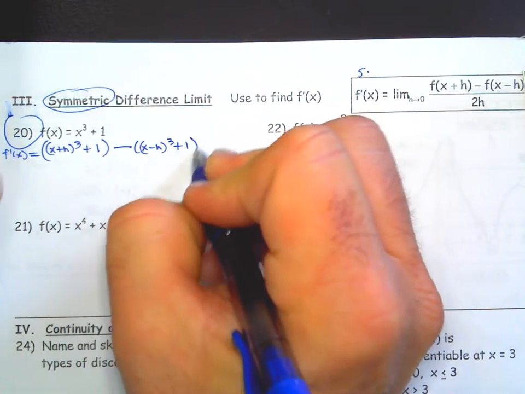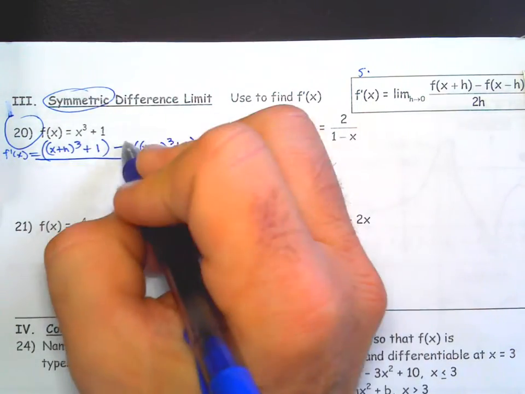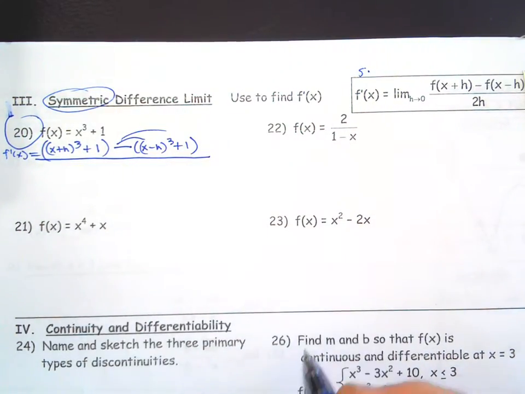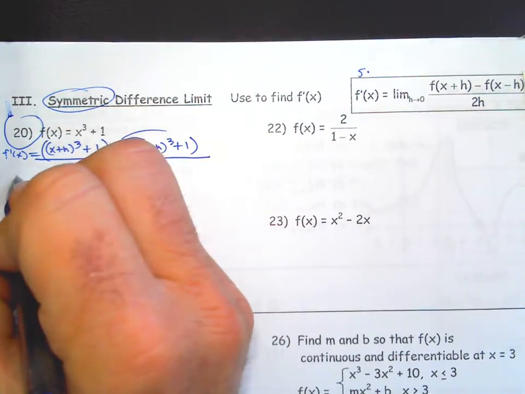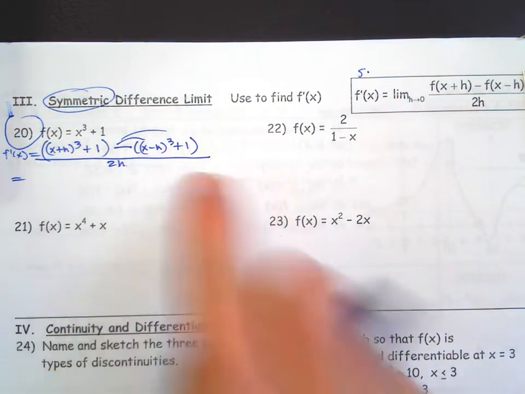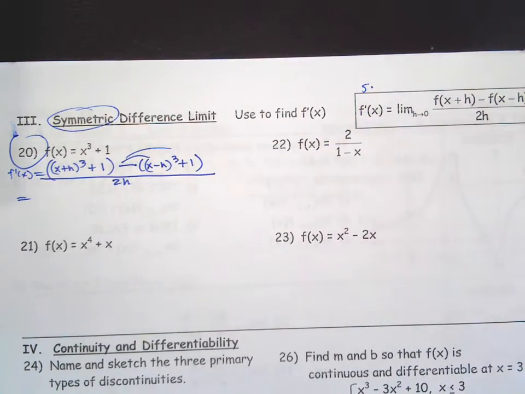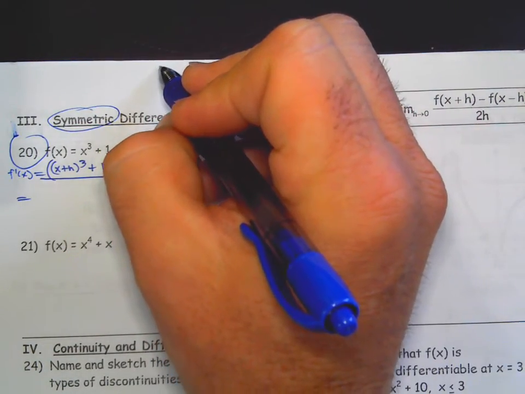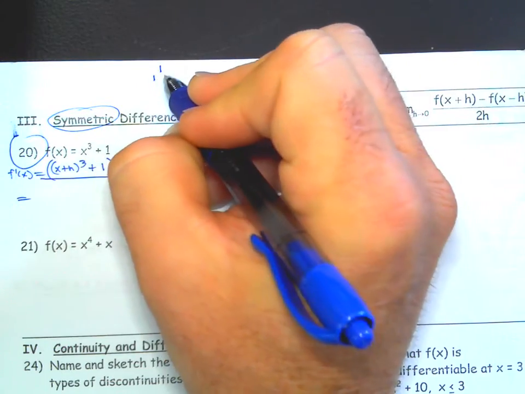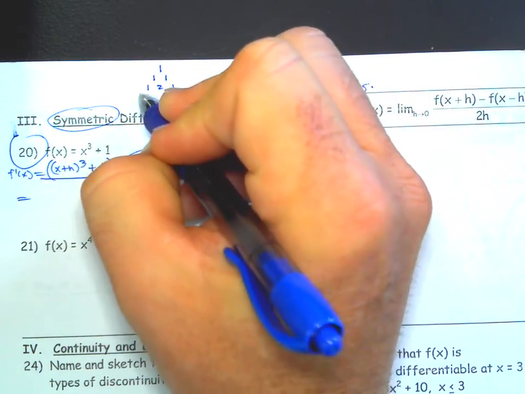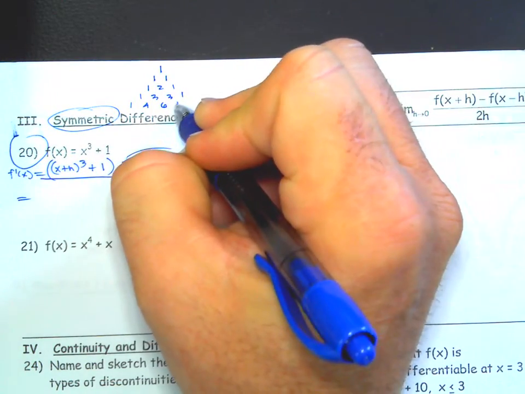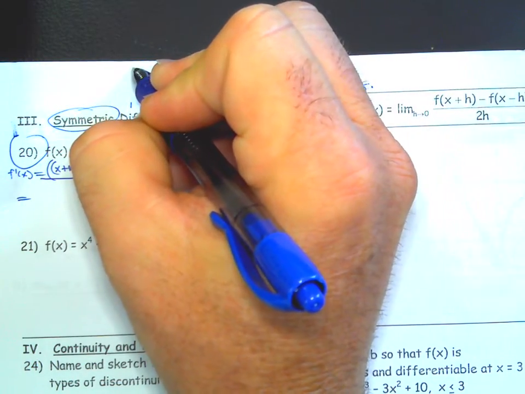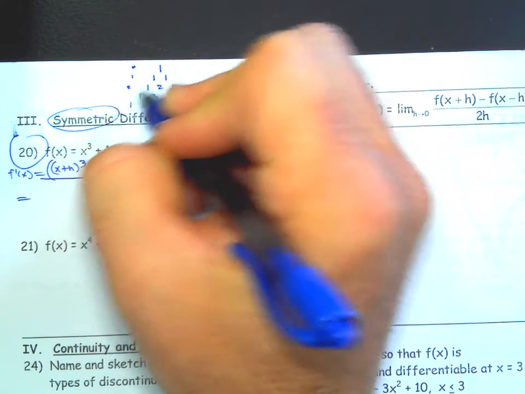Now, I'd put the whole thing in parentheses because we're going to have to distribute this subtraction all over 2h, okay? Now, the next thing you got to do is you got to expand this. So this is where Pascal's triangle is going to come in handy. So I would do Pascal's triangle real quick. 1, 1, 1, 1, 2, 1, 1, 3, 3, 1, 1, 4, 6, 4, 1, right? This is 0th power, first power, second power, third power, fourth power.